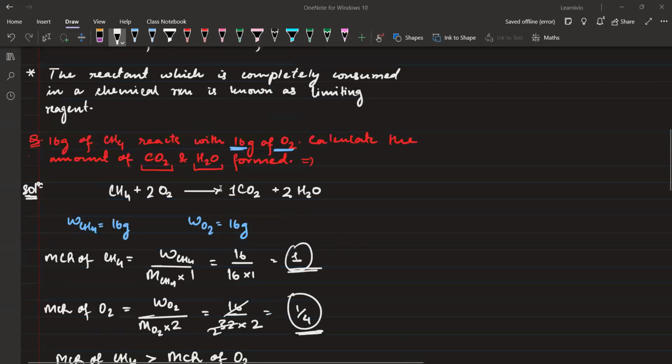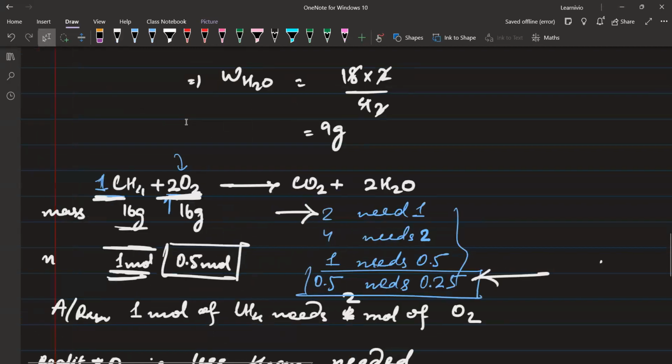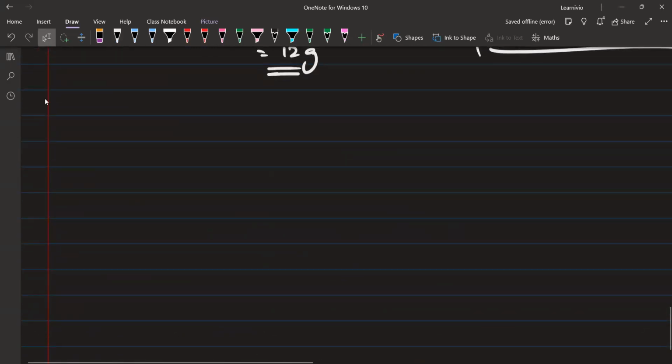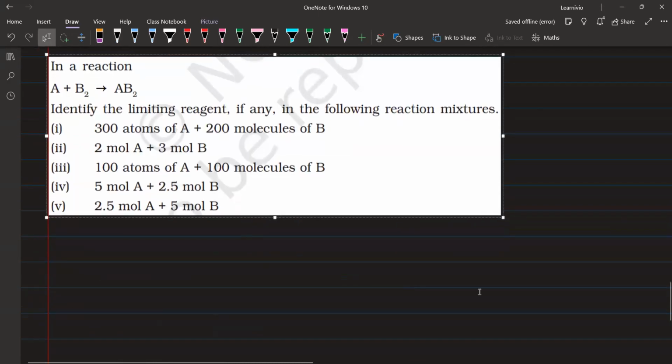Jasleen done. ठीक है, चलिए अब हम लोग वापस आते हैं इस सवाल पे. So in this question, you don't have to calculate the MCR or anything because they have given you in moles. Whenever you have grams or something like that, then you need to calculate the MCR. इसमें भी कर सकते हैं, but that MCR method will be a bit lengthier. ठीक है, ध्यान से देखिए यहाँ पे.